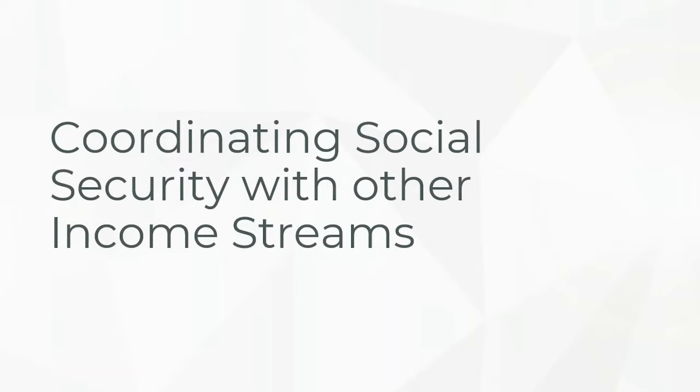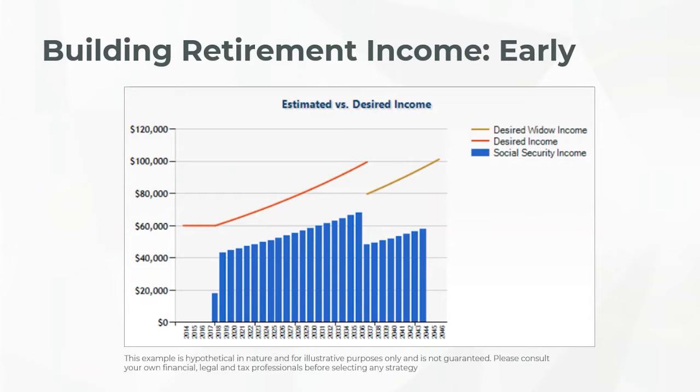In this last section, we'll talk about coordinating Social Security with your other retirement income streams. This is a chart of the cash flows coming in under the Both Claim Early strategy. You can see it's pretty level, and it's pretty easy to see that you need a level withdrawal from other assets in order to bring the total income up to the red line, which is the desired income.